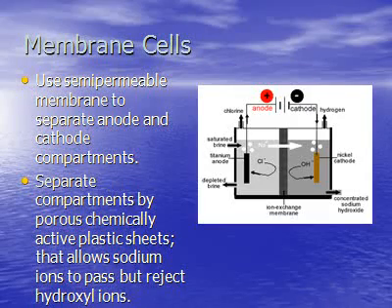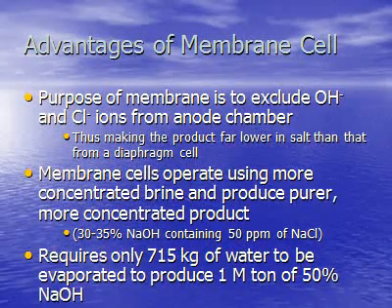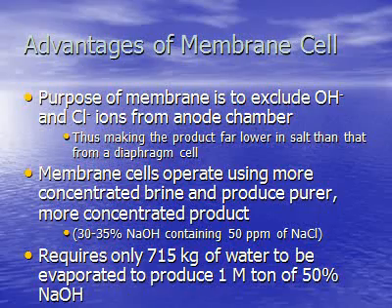The second method of caustic soda preparation is the membrane cell. It uses a semi-permeable membrane to separate the anode and cathode compartments. The compartments are separated by porous, chemically active plastic sheets that allow sodium ions to pass but reject hydroxyl ions. Major advantages of the membrane cell: the purpose of the membrane is to exclude hydroxyl ions and chloride ions from the anode chambers. Membrane cells operate using more concentrated brine and produce a purer, more concentrated product. Only 715 kg of water needs to be evaporated to produce 1 ton of 50% caustic soda.